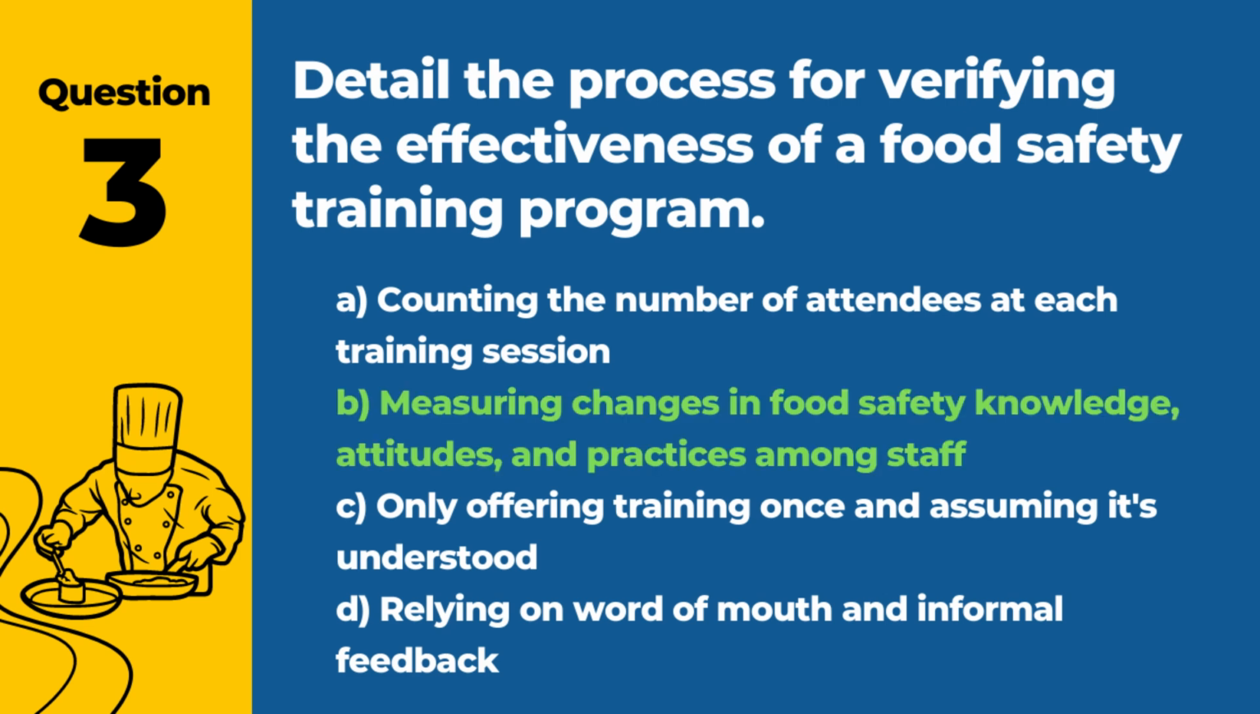Answer. B. Measuring changes in food safety knowledge, attitudes, and practices among staff. The effectiveness of a food safety training program is verified by assessing whether there's been a measurable improvement in the staff's knowledge, attitudes, and practices related to food safety.